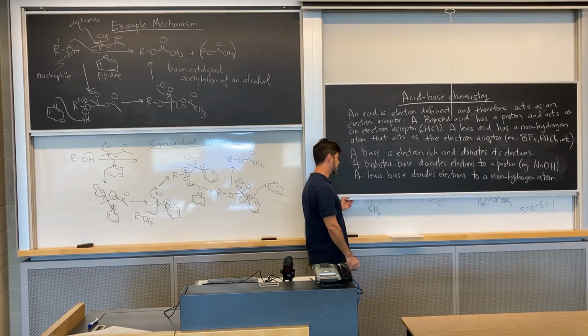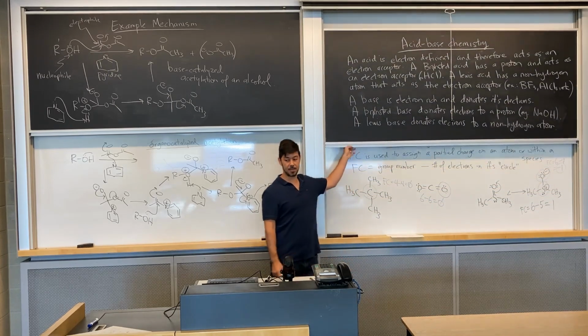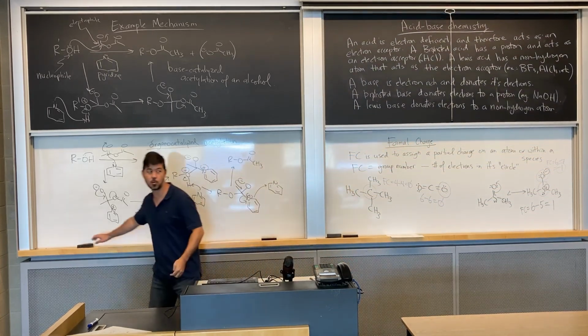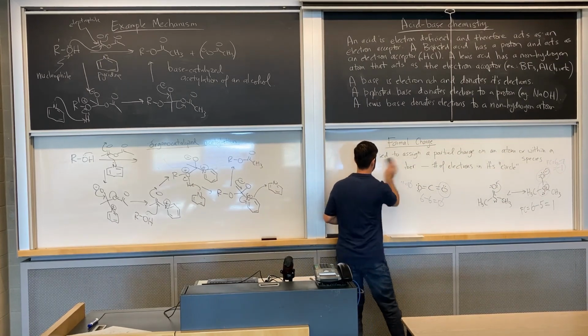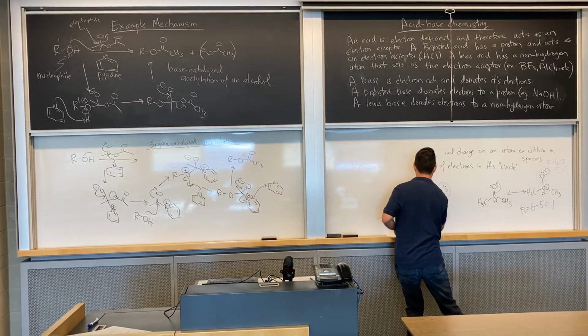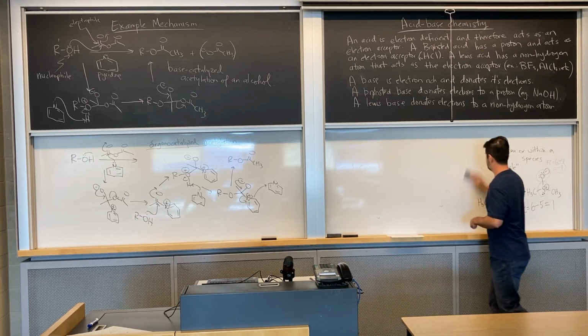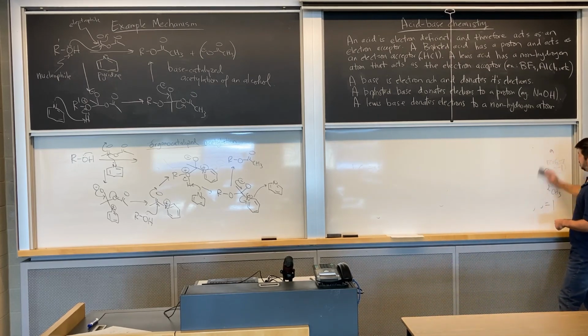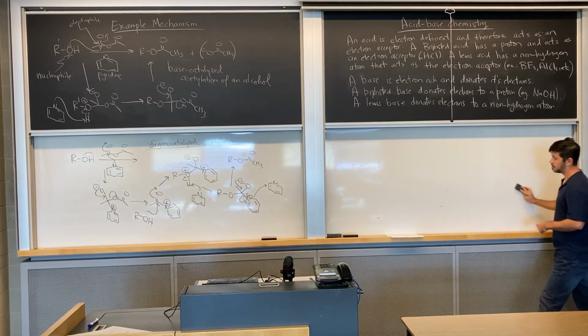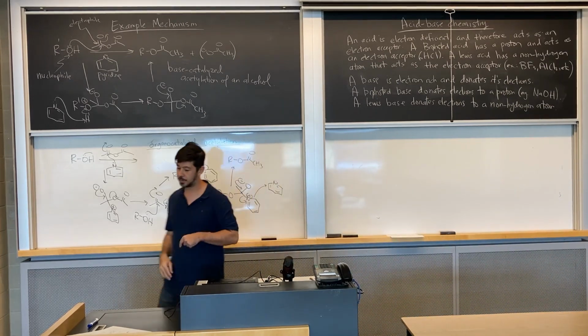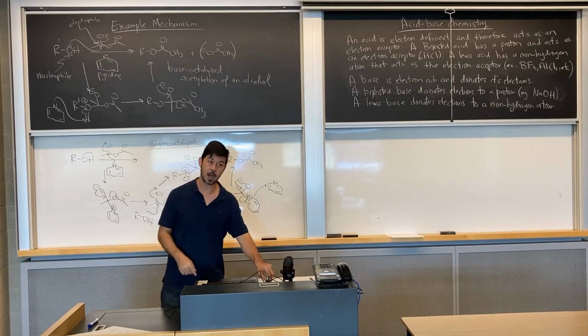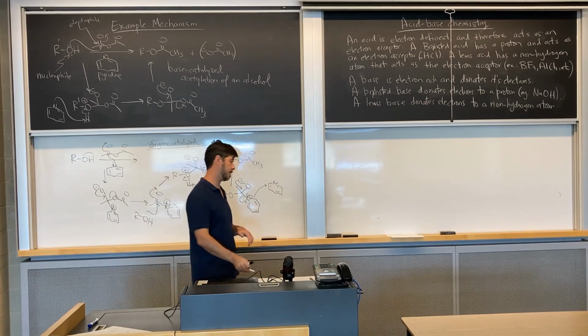Acid strength is measured as a function of pKa. So you've heard of the term pKa before. And pKa is a direct measurement of how strong the acid is. The lower the pKa, the stronger the acid; the higher the pKa, the weaker the acid.